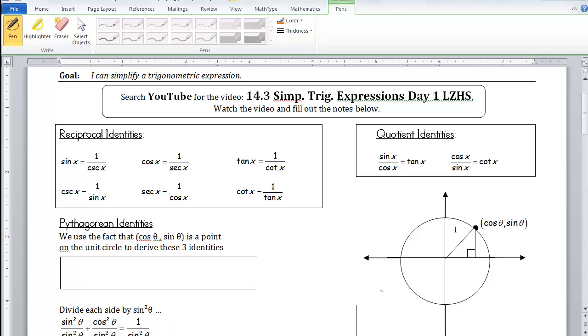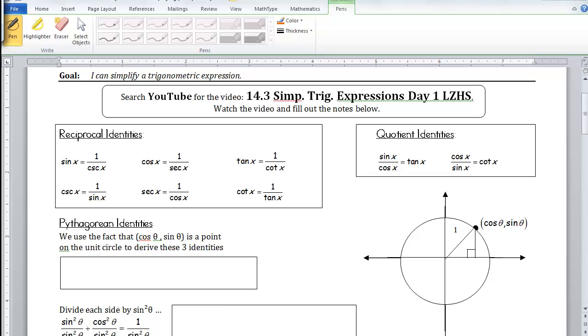In this video, you will learn how to simplify a trigonometric expression. The first thing you'll notice are our reciprocal identities. These are identities that you should already be familiar with. Basically, if I wanted to know what sine was as another function, I could take its reciprocal and do 1 divided by that other function. Likewise, cosine and secant are reciprocals, as are tangent and cotangent.